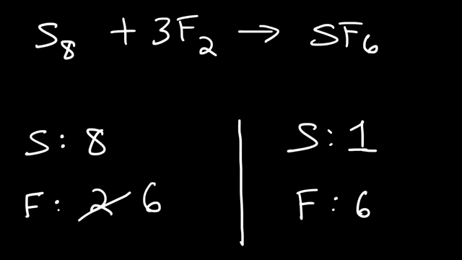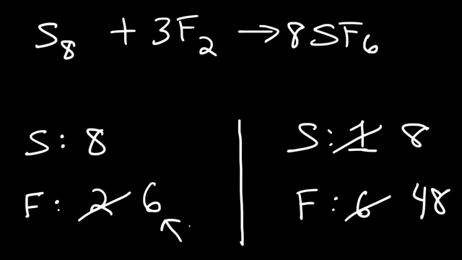Next, we'll have to balance the sulfur atoms. The only way to do that is to multiply this number by 8. So if we put an 8 here, this will change. However, the number of fluorine atoms will change. On the right side, it's going to be 8 times 6, which is 48. Which means that we're going to have to change this number again.